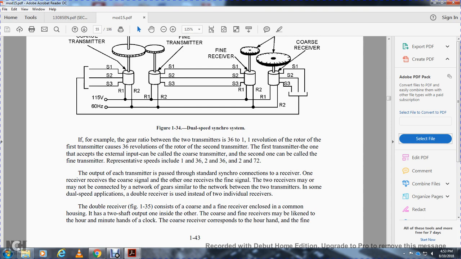Pass through the standard synchro connection with the receiver, the one with the receiver, the coarse signal with the other, the fine with the two receiver, the main may not be connected with the network gear, similar to the network between the transmitter and some of the dual speed applicable for the double receiver, the individual receiver.